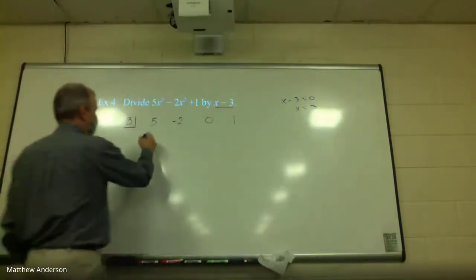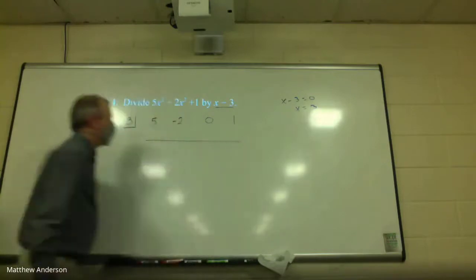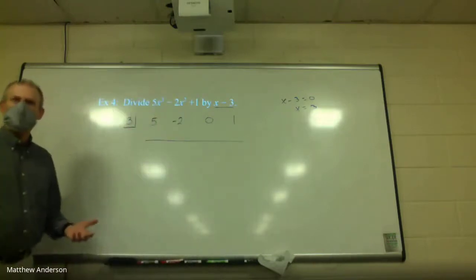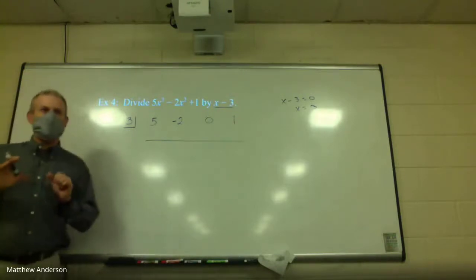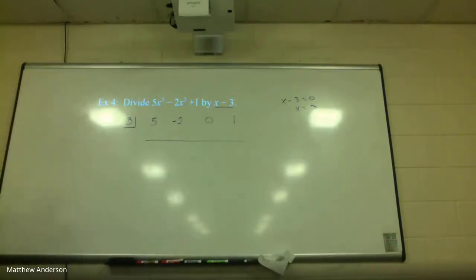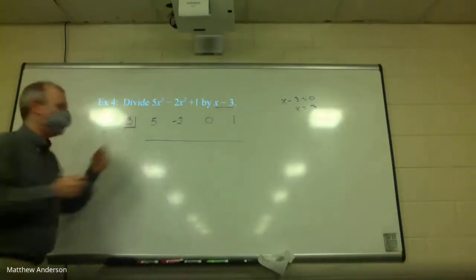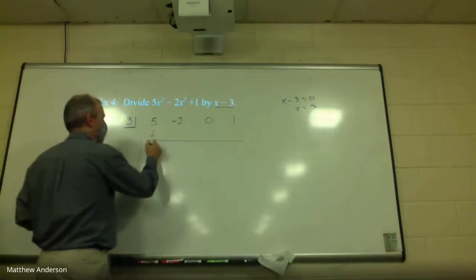All right, let's put our line under here. What do we do first? Bring down the 5. Oh, wait, I want to wait until everybody's got everything written down. So we'll wait for a second. Everybody good? Okay, we're going to bring down the 5 first. So the 5 just drops right down.